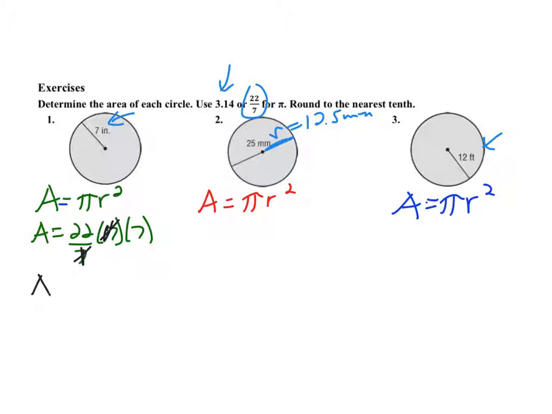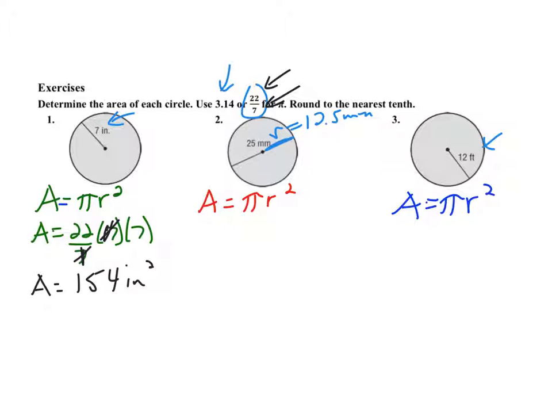So your answer is 22 times 7, which is 154 square inches. Now, I know the fraction looks so much easier than multiplying by 3.14, but really what it means is multiply by 22 and divide by 7.